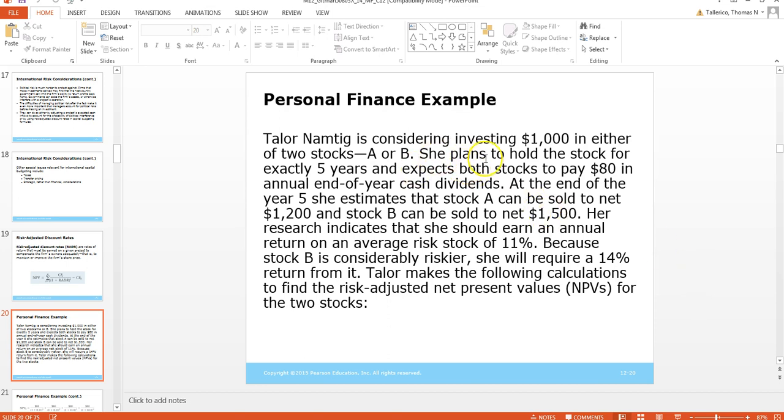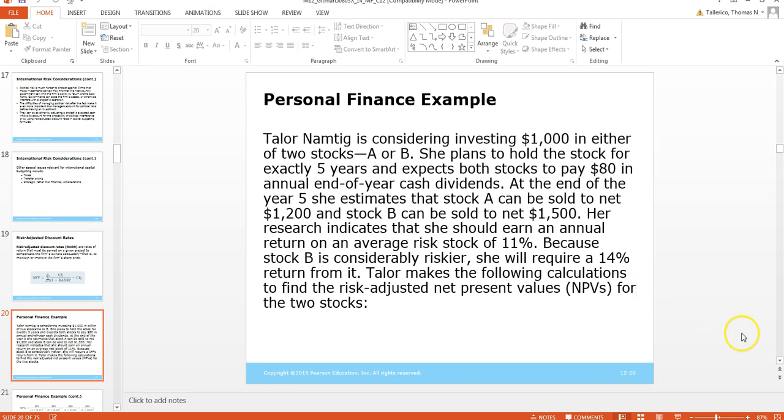All right. So here's a personal finance example of investing in two stocks, A or B, and because stock B can be sold to net 1,500 here, stock A can be sold for 1,200, and she makes the following calculations to find the risk-adjusted net present values, and they give you different average risk stocks, right? Return on average risk stock of 11%. Because stock B is considerably riskier, she will require a 14% return. So one's 11 and one's 14.